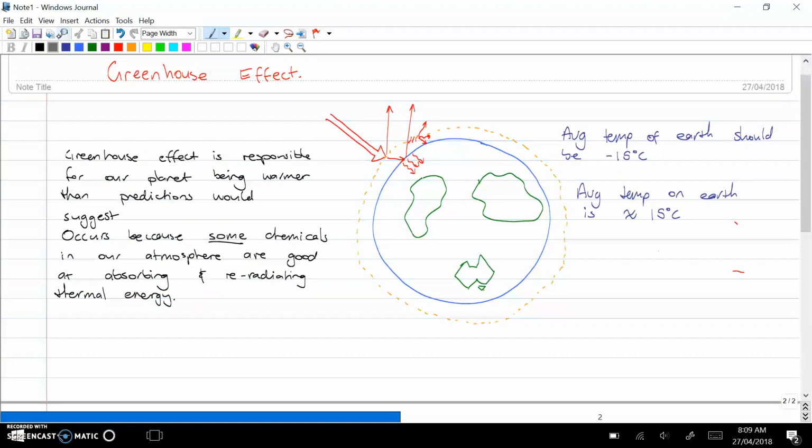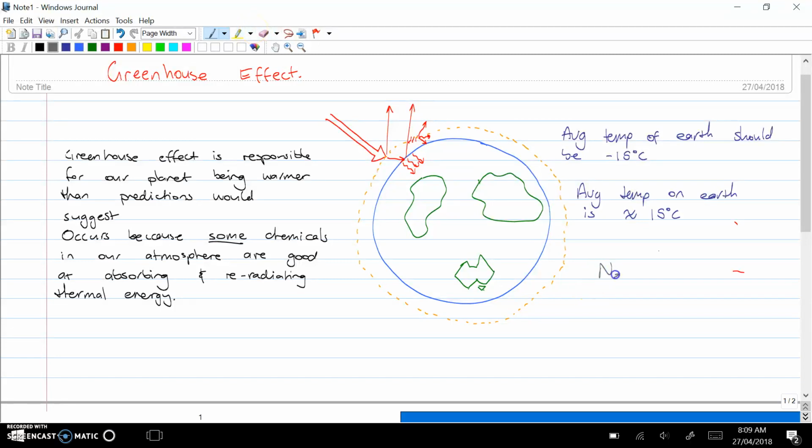Now, in our atmosphere, if we think about what the chemicals are, we've got a lot of nitrogen, a lot of oxygen, some small amounts of water, some carbon dioxide, and a couple of other trace materials. The bulk of our atmosphere, however, is these two materials here, nitrogen and oxygen. And they are two diatomic molecules, so two molecules that have two atoms. And these play no part.